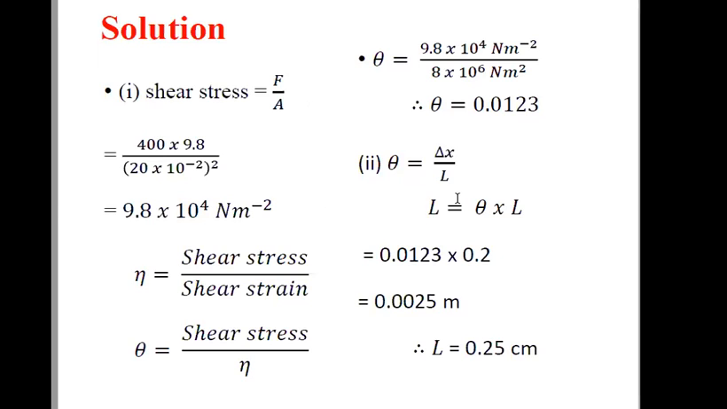Second is length. We know that theta is equal to delta x by L, so you can find L because delta x is given.